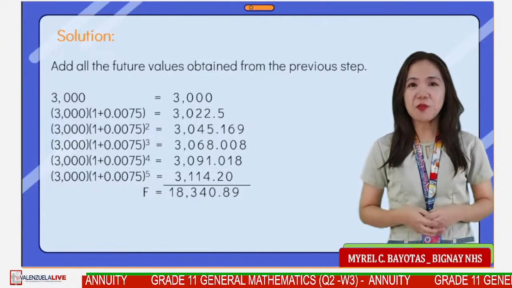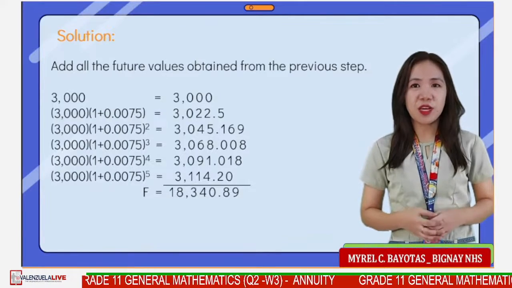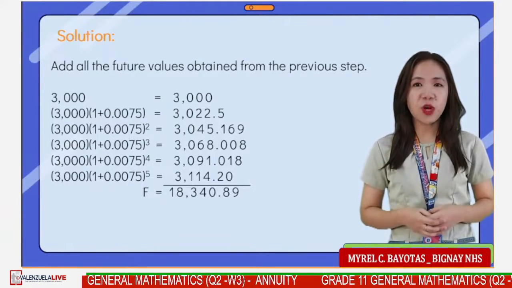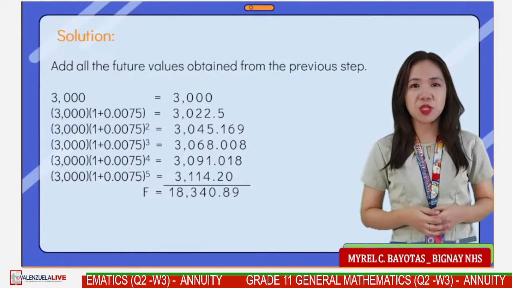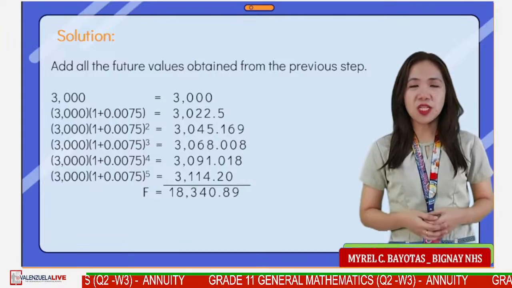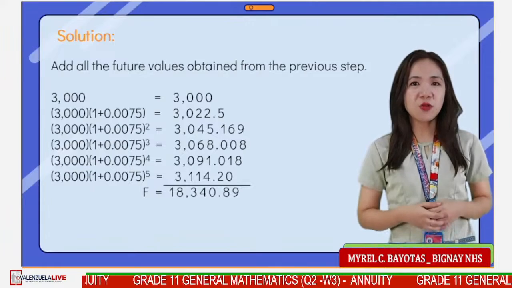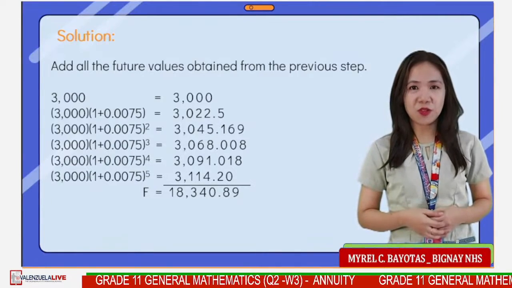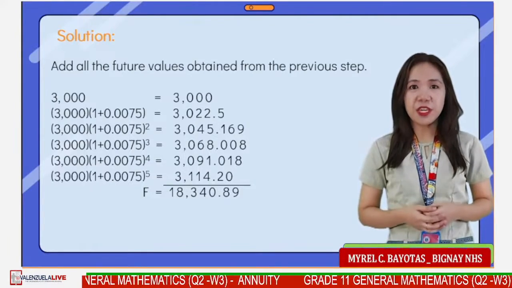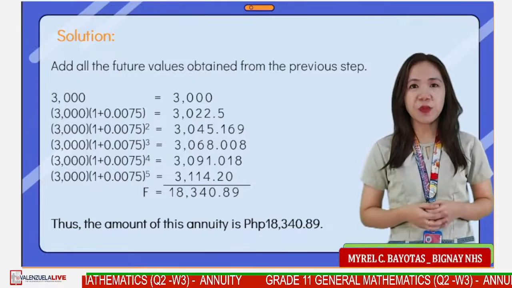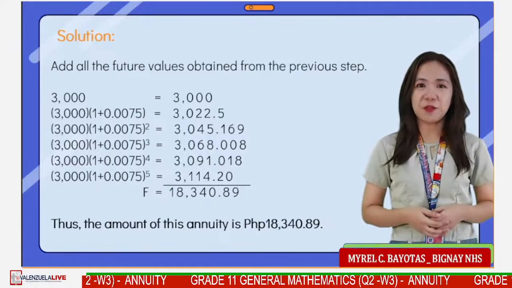That is 3,000 pesos plus 3,022.50 pesos plus 3,045.169 pesos plus 3,068.008 pesos plus 3,091.018 pesos plus 3,114.20 pesos. Thus, the amount of this annuity, or F, is 18,340.89 pesos. Do not forget to put peso sign in your final answer.